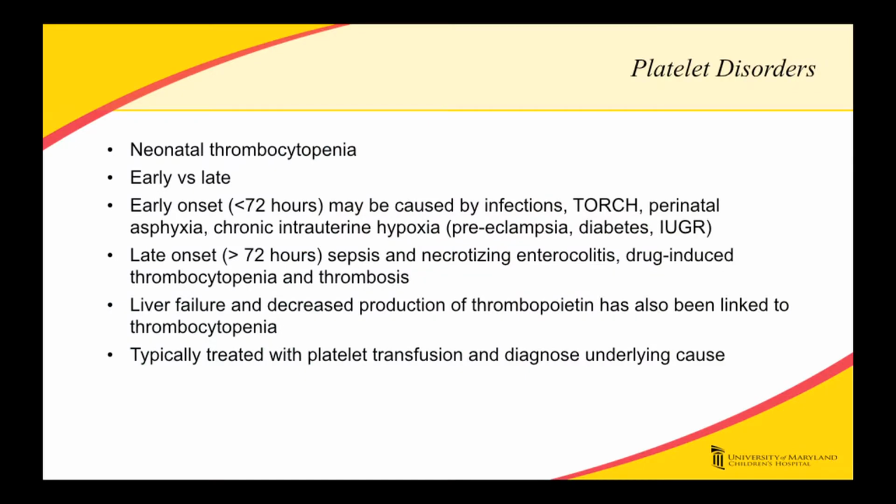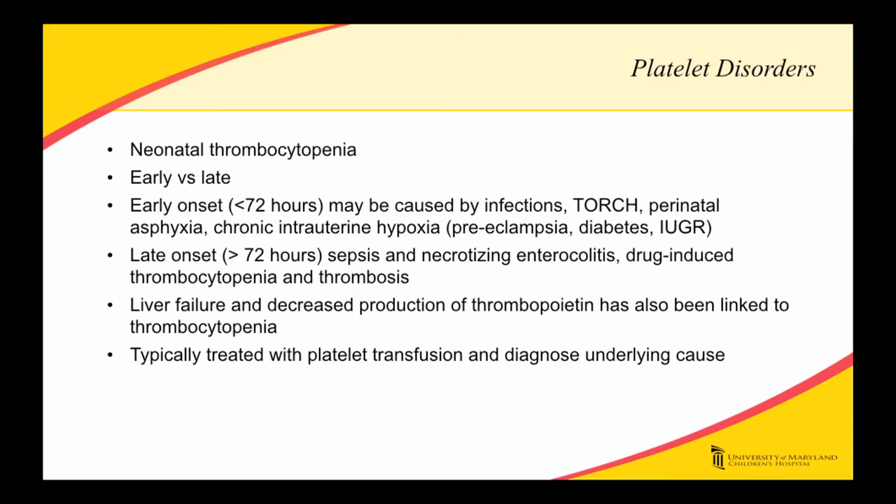So neonatal thrombocytopenia, you're usually looking at early versus late. Early onset is less than 72 hours. This can be caused by, you need to think about infections, TORCH, perinatal asphyxia, chronic intrauterine hypoxia, preeclampsia, diabetes, IUGR. Late onset is typical with sepsis, necrotizing enterocolitis, drug-induced thrombocytopenia, and don't forget about thrombosis, because if they have a very large clot, it will consume your platelets and will give you a thrombocytopenia diagnosis. Liver failure, decreased production of thrombopoietin has also been linked to thrombocytopenia.